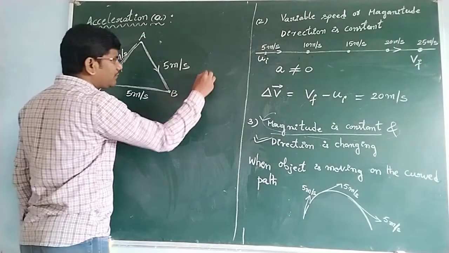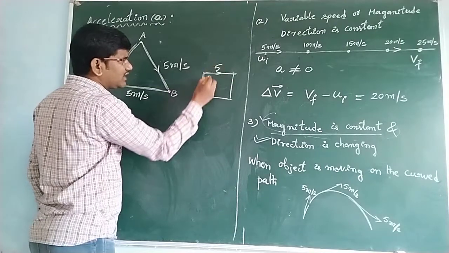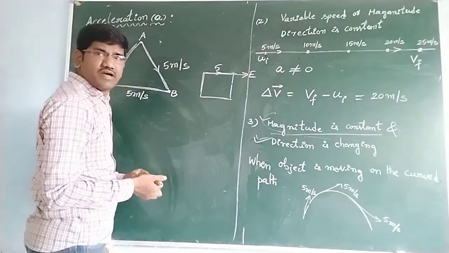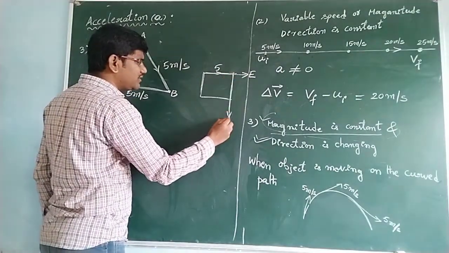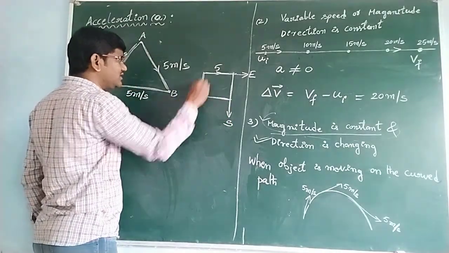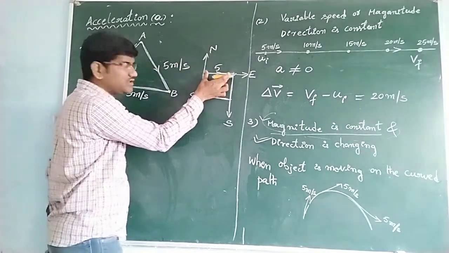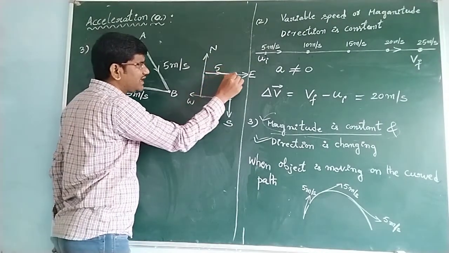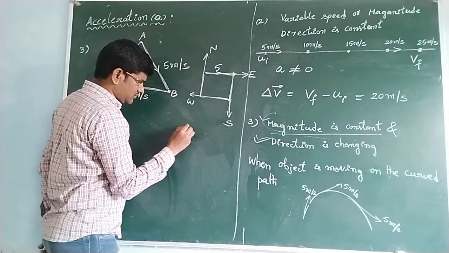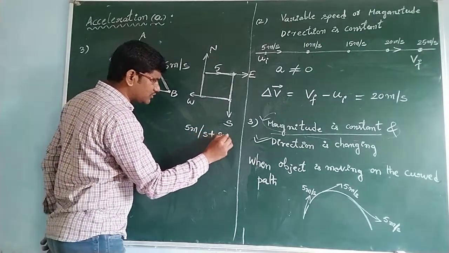If it moves on a square path, here to here, so 5 meters per second in one particular direction. So that you can call east. So see students, 5 meters per second along east, and here 5 meters per second along south. Here 5 meters per second velocity along west, and here 5 meters per second velocity along north. Means from here to here the velocity is constant, but at this vertex direction is changing.